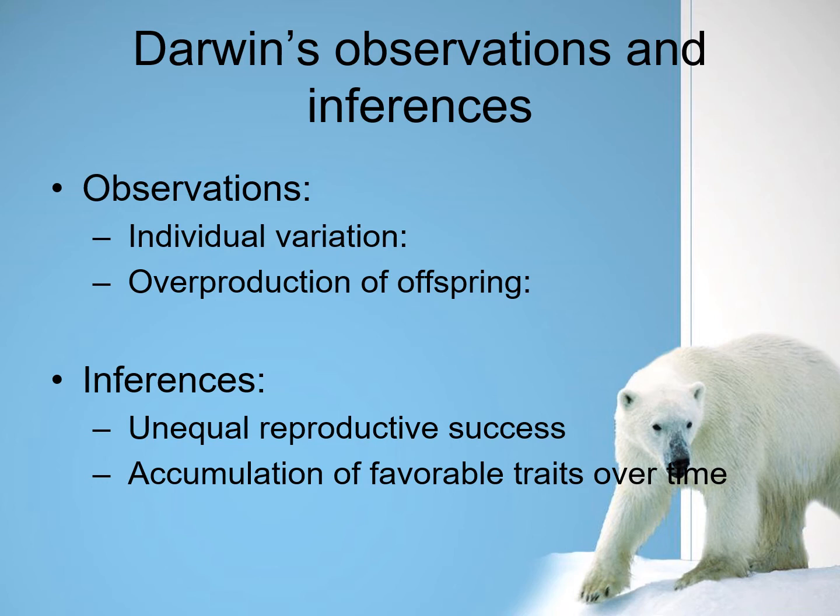We don't all look alike. We have different skin color, hair color, eye color, height, weight, whatever, right? We're all a little bit different. And he noticed that no matter where he went, and really no matter what organism he looked at, there were individual variations. He also noticed that in general, organisms made way more offspring than they needed to. So there was this overproduction of offspring.